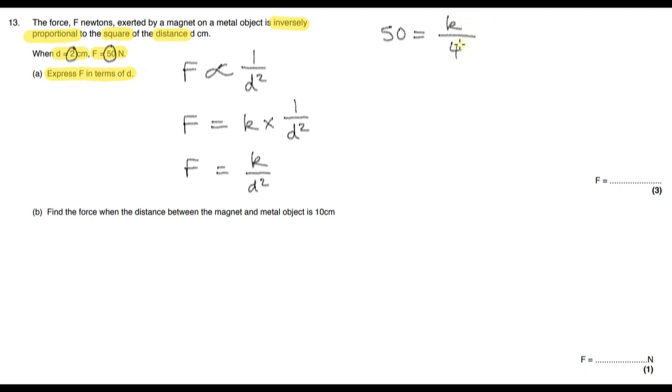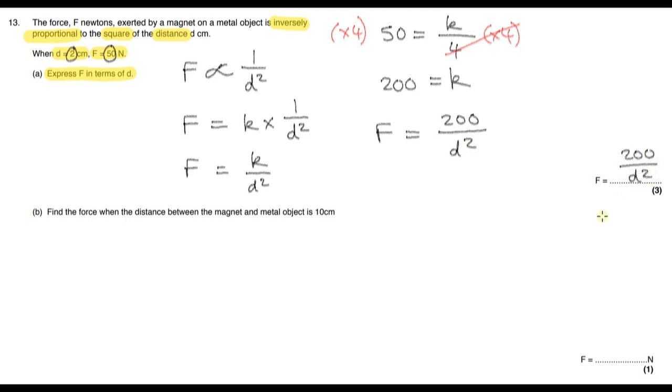And now to work out what k is, we can multiply both sides by 4. If we multiply the right hand side by 4, those cancel. And if we multiply the left hand side by 4, we just get 50 times 4, which is 200. So we've got 200 is equal to k. Now we've got our constant value, we can plug this into our formula. So F is equal to, instead of k, 200 over d squared. And we have done it. We've written a formula for F in terms of d. So F is equal to 200 over d squared.